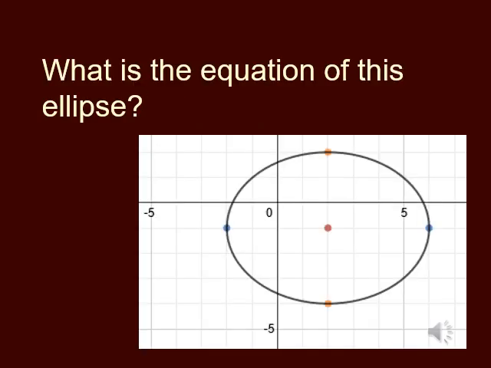And here's a third one. Again, they all work the same way. You've got to figure out where the center is, how far you go across, how far you go up and down, and then put it together in an equation.